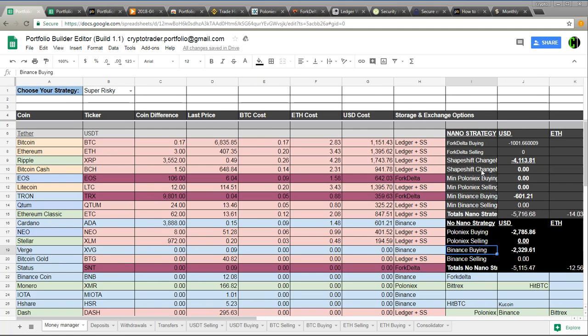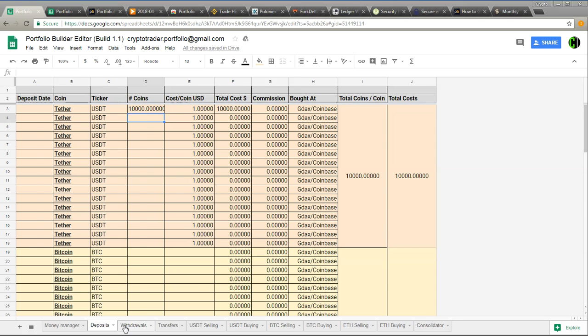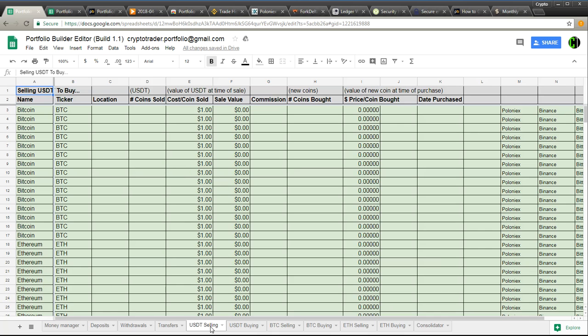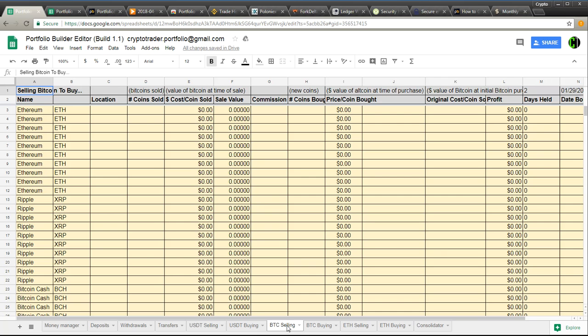Now I realize most of you who've downloaded this software are somewhat advanced. You already have a lot of different coins, and that's perfectly fine. All you're going to do is start off by putting all your deposits into this sheet, any withdrawals you've made into this sheet, all Tether coins which you've sold into this sheet, all Tether coins you've bought by selling a cryptocurrency into this sheet. Anytime you've sold Bitcoin to buy an altcoin, it fills right into this sheet.